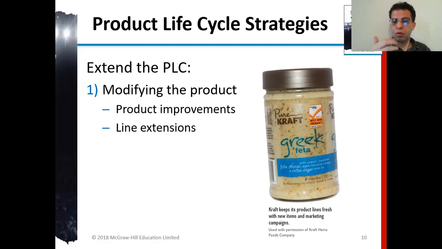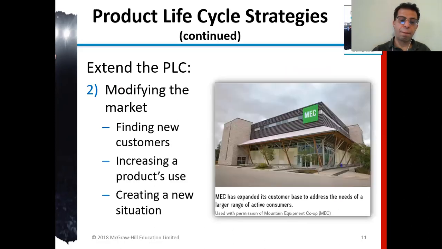Here in this example, we look at Kraft. Kraft is keeping its product lines fresh with new items and marketing campaigns. We did it with add-ons, features and service for the IT product. We also did some marketing and had an event for HR solutions in Lebanon, inviting all current and prestigious customers. The other thing you can do is modify the market, for example, finding new customers, increasing product use, creating a new situation.